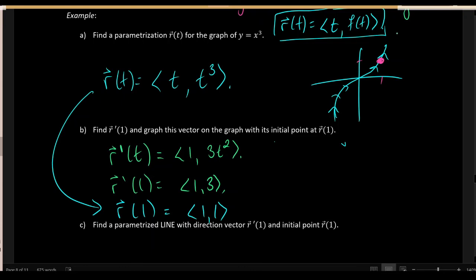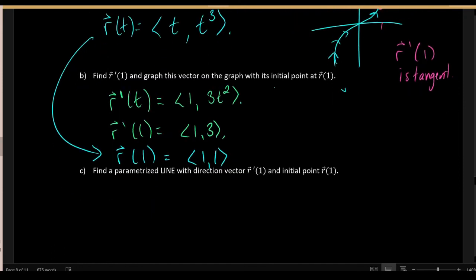If I plot the vector 1, 3, the velocity vector, starting from that position, we'll get the same kind of graphical relationship that we saw in the circular motion section. The graph and the velocity vector are tangent. And that's something that we will be exploring a lot more starting tomorrow.